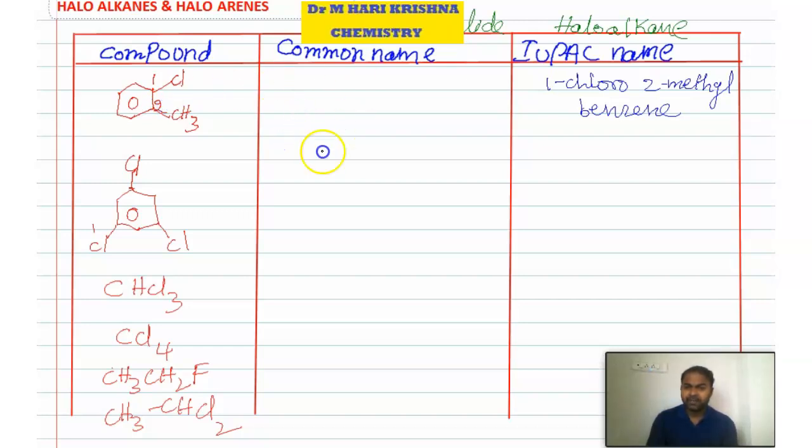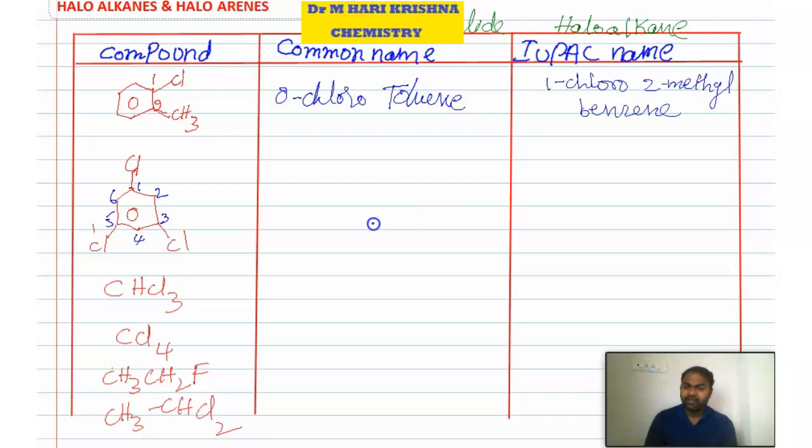In case of common name, benzene containing a methyl group is known as toluene. So toluene, benzene containing a methyl group is toluene. And here, chlorine also we have to mention. So 1, 2 position means ortho, no? So this is ortho position. Orthochlorotoluene. Next, here, this one we can give as 1, 2, 3, 4, 5, 6.